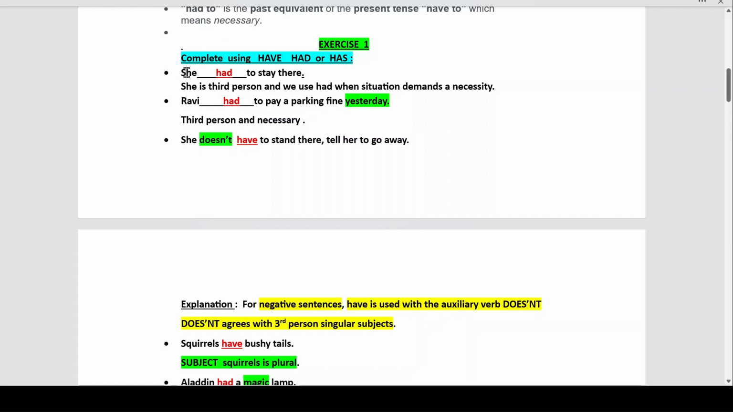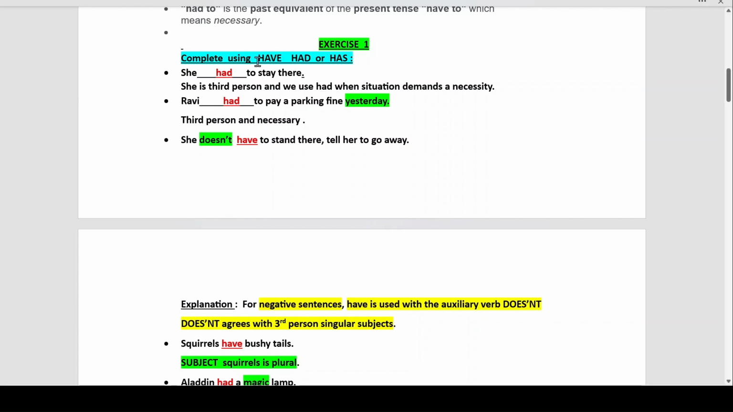The subject is she. Now, she is in third person. Why in third person? Because I am talking to you and telling you about her. That means she had to stay there. So, she is the third person. She is also singular. And we know that had uses third person singular. Okay. In the present tense, she had to stay there.